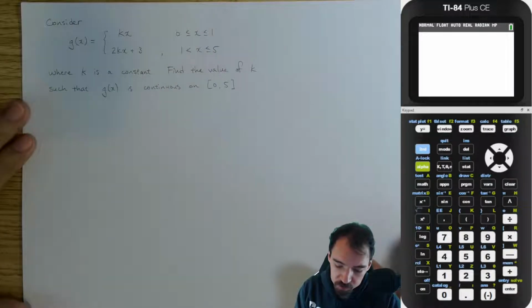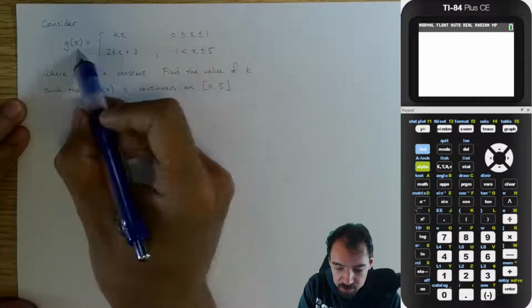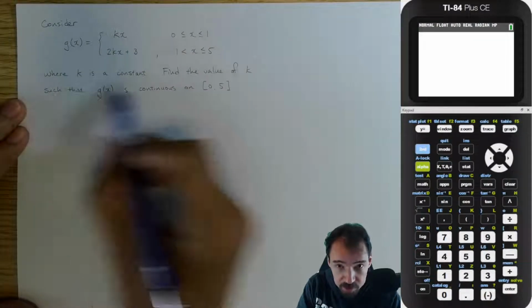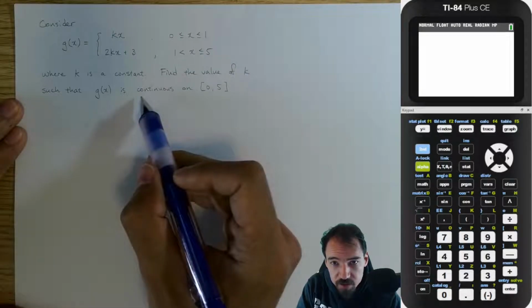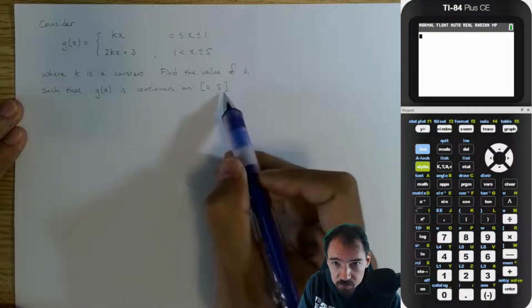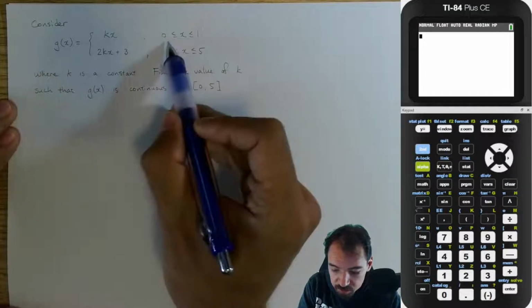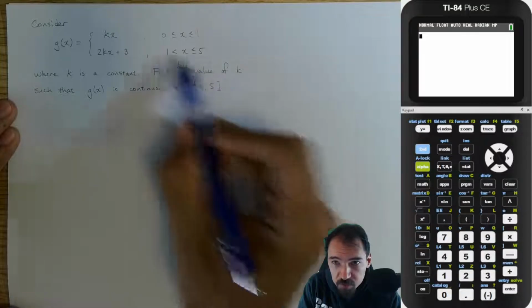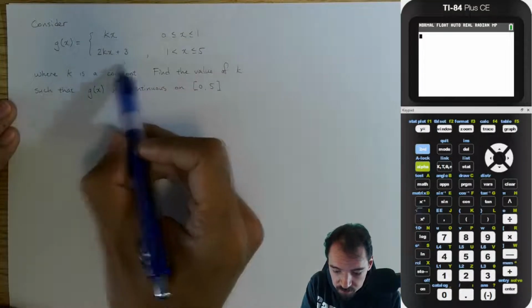So another example of the same thing, we've got this piecewise function. X is the input variable. K is a constant that we don't know. We're trying to find the value of k such that g of x is continuous on the interval from 0 to 5. And we notice here, right, the domain of g of x is from 0 to 1 and then 1 to 5. So really it's from 0 to 5. And glancing at this, this is linear. This is also linear.